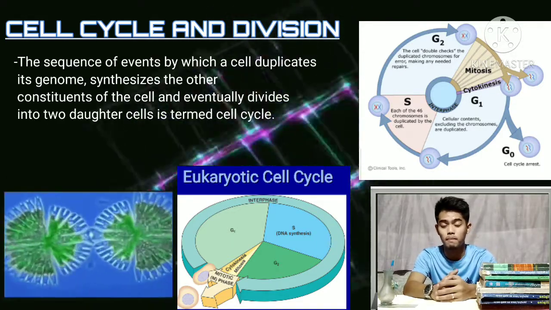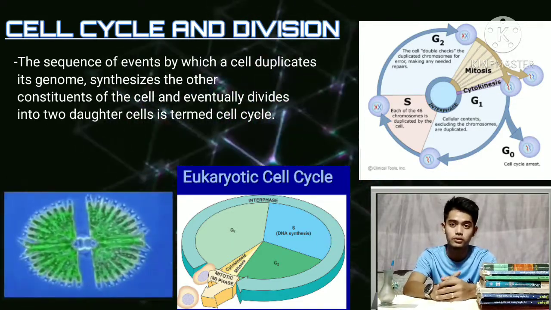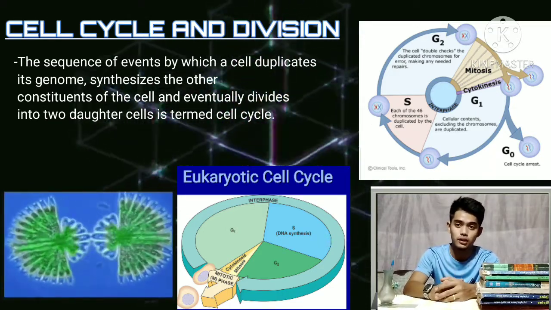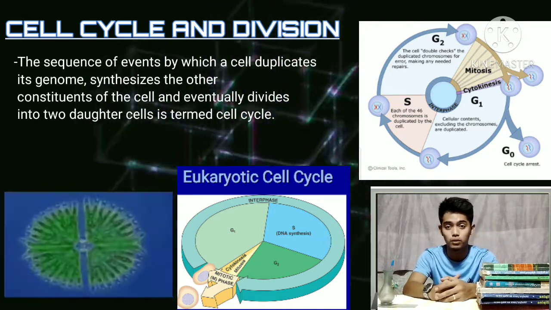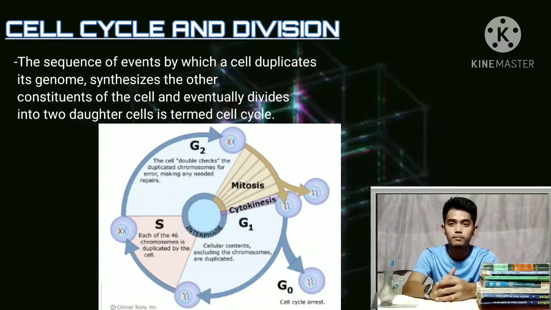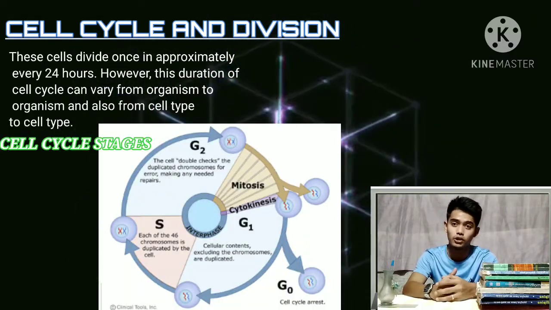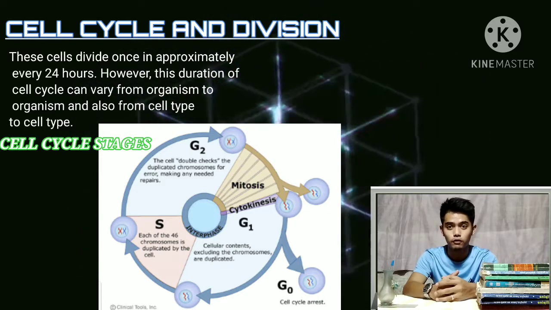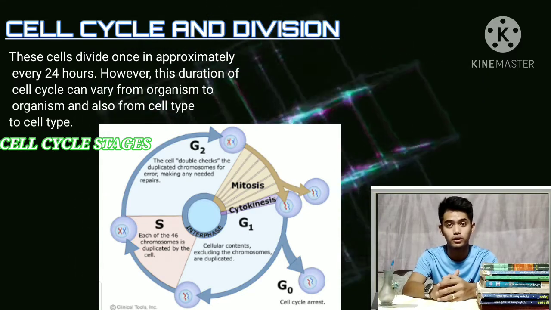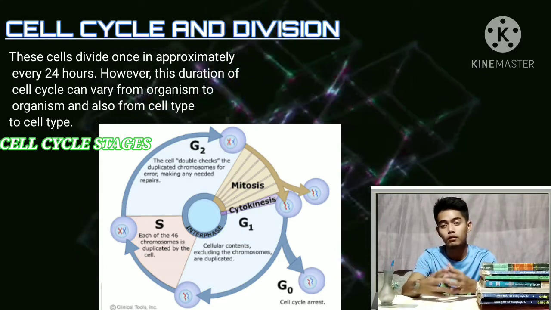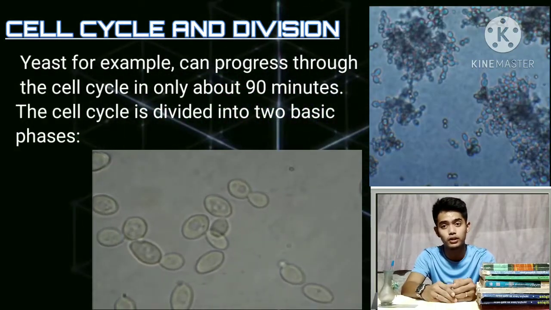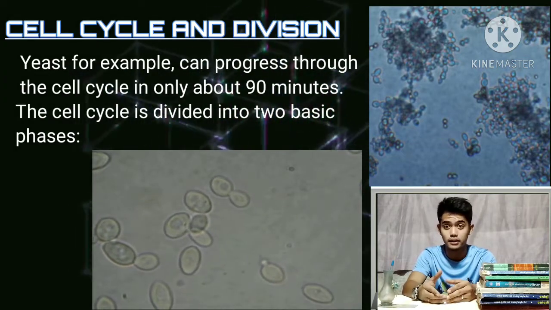The sequence of events by which a cell duplicates its genome, synthesizes the other constituents of the cell, and eventually divides into two daughter cells is termed the cell cycle. These cells divide once in approximately every 24 hours. However, this duration of the cell cycle can vary from organism to organism and also from cell type to cell type. Yeast, for example, can progress through the cell cycle in only about 90 minutes.